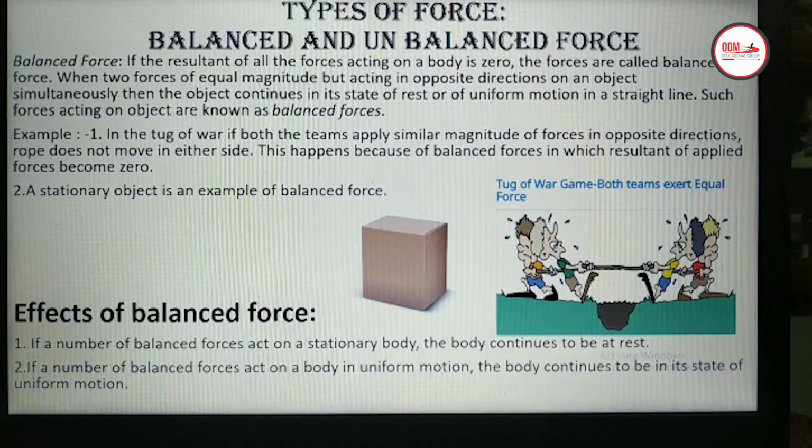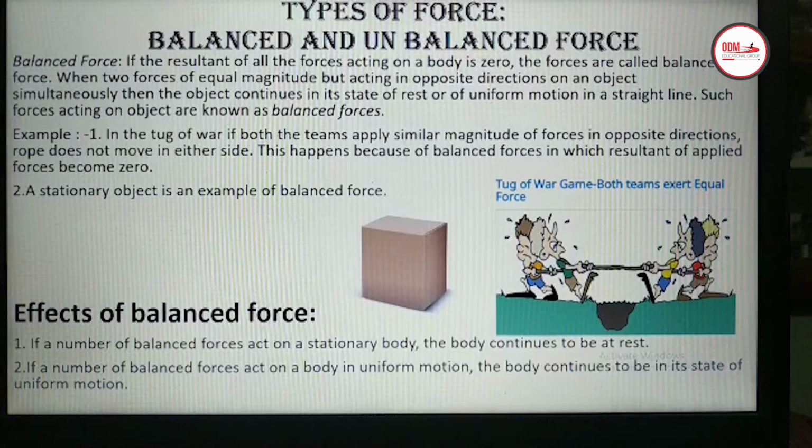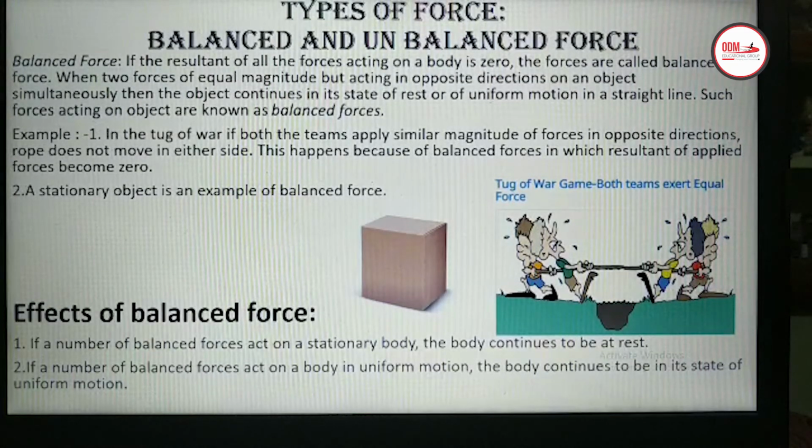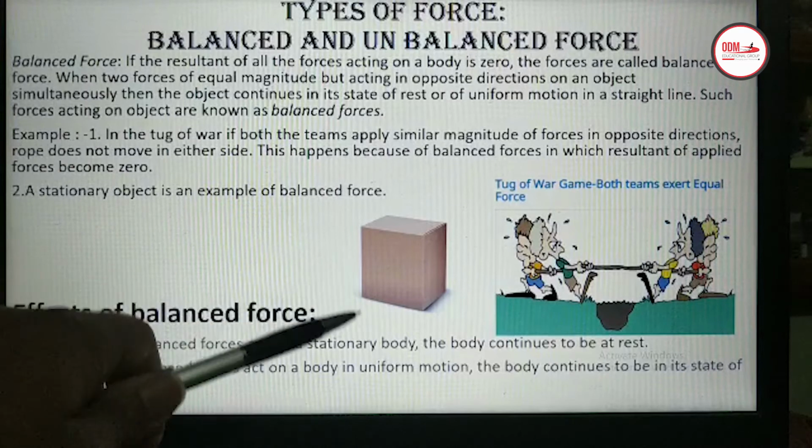Okay, then the next one, when the object is stationary, that one is also an example of balanced force. So in this case I can say that when a box is kept on a table, it does not move by itself and it is stationary. It will not move by itself. We have to apply some external force so that there will be a certain movement on the box. It is because force of gravity is exerted on the box from top to bottom. Yes, one force will act in the downward direction.